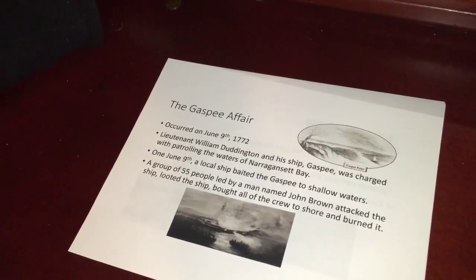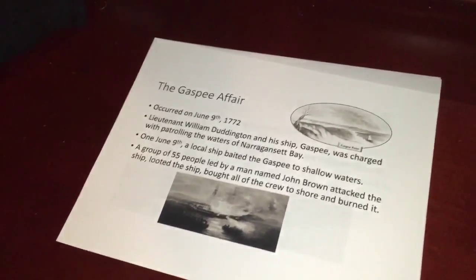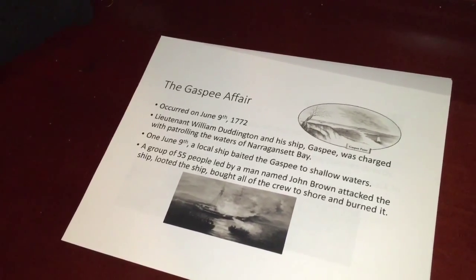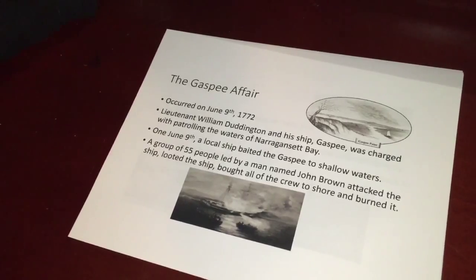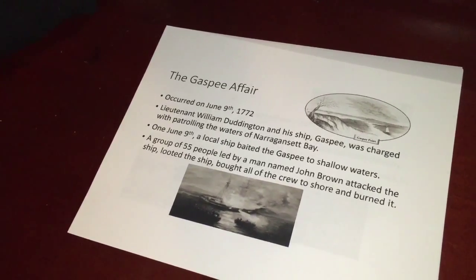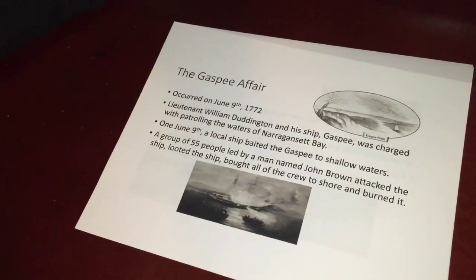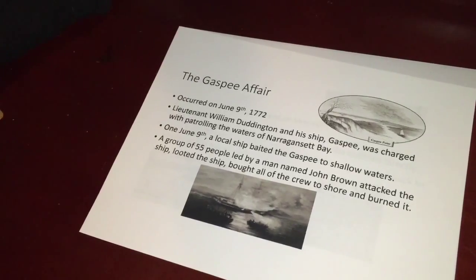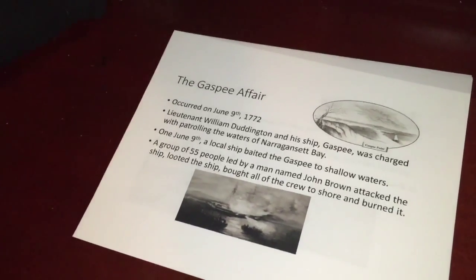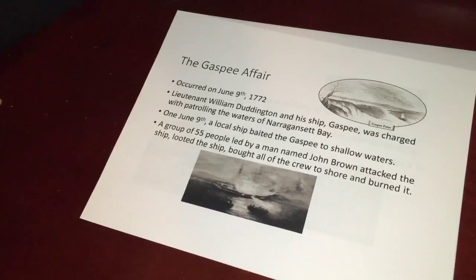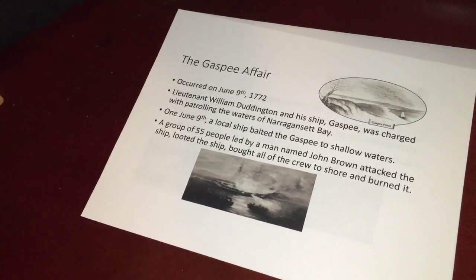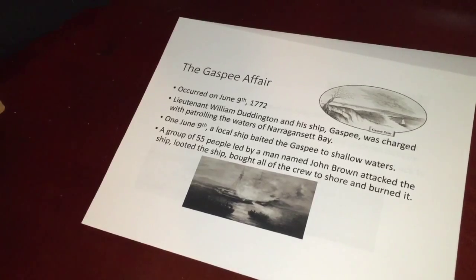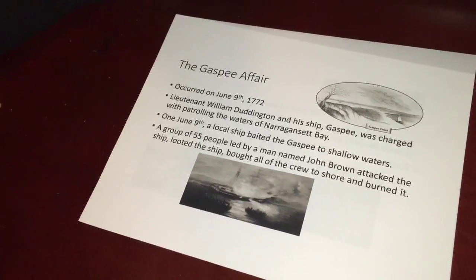The Gaspee Affair. It occurred on June 9th, 1772. Lieutenant William Dudingston and his ship were charged with patrolling the waters in Narragansett Bay, now known as Gaspee Point. On June 9th, a local ship baited the Gaspee into shallow waters, and then later on, a group of 55 people, led by a man named John Brown, attacked and looted the ship of all its money, and then watched it burn.